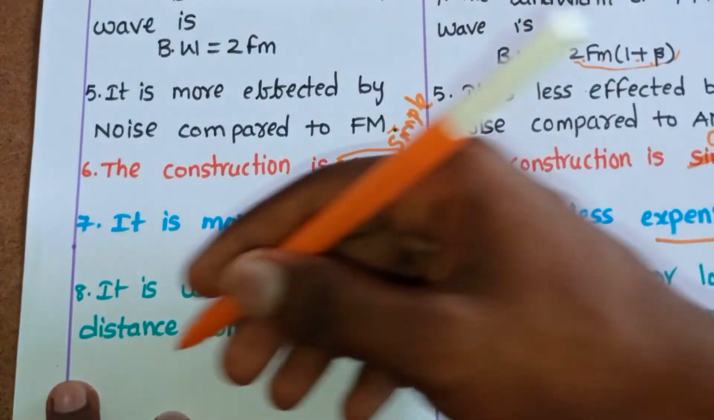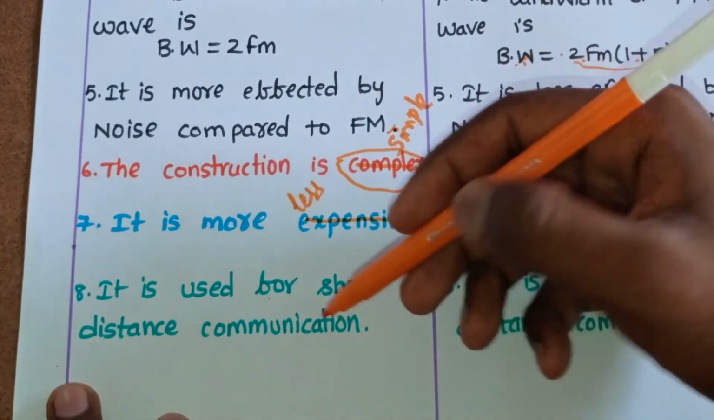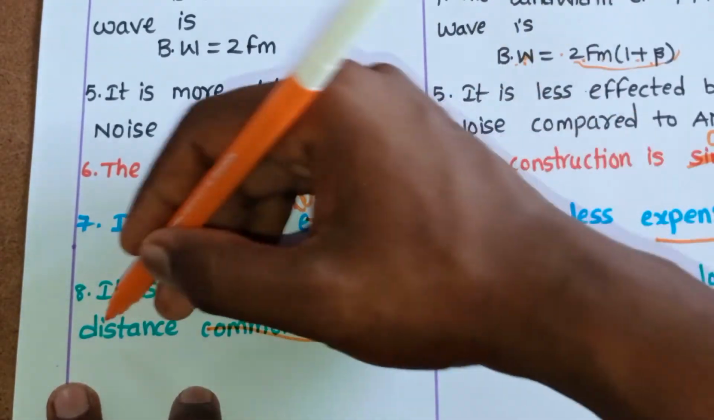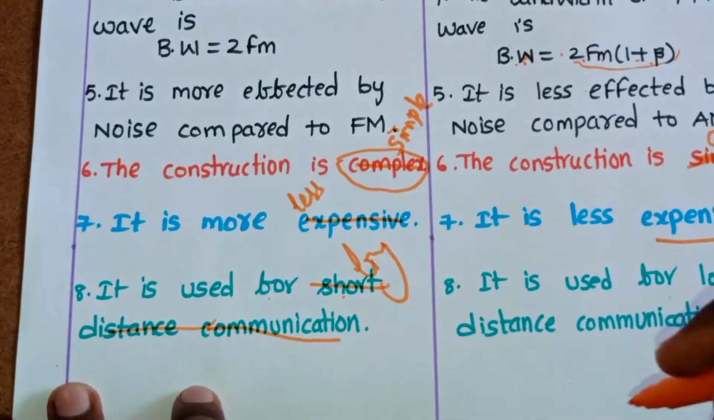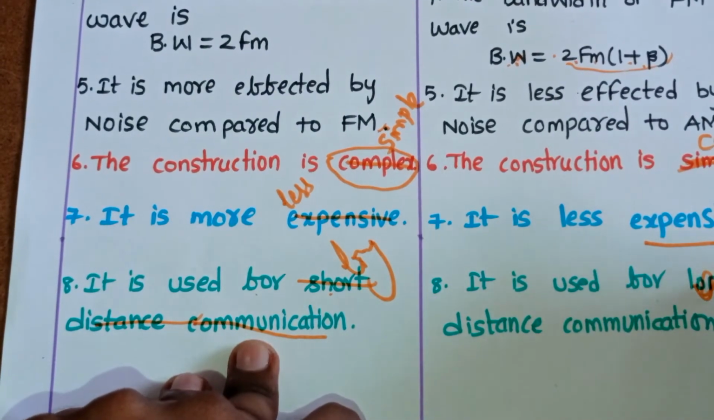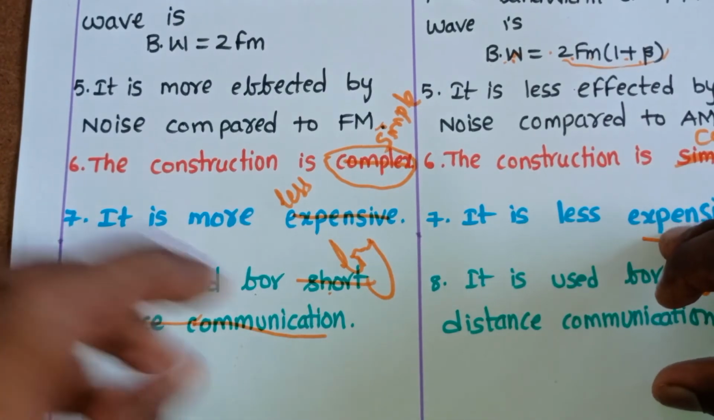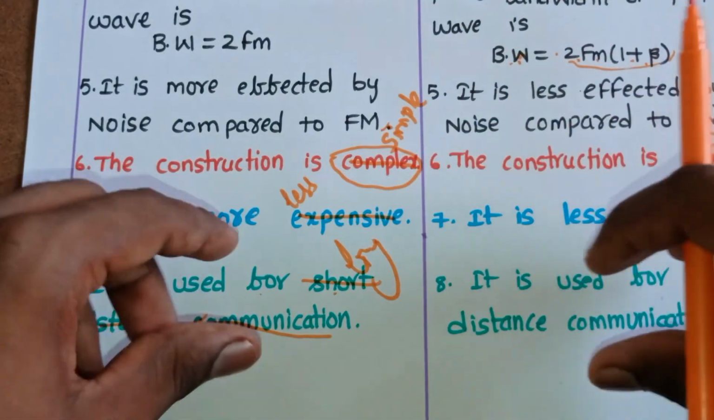Now coming to the last comparison, the range of communication. Here also some of the points are exchanged: AM is used for long distance communication, and FM is used for short distance communication. Just interchange these two.